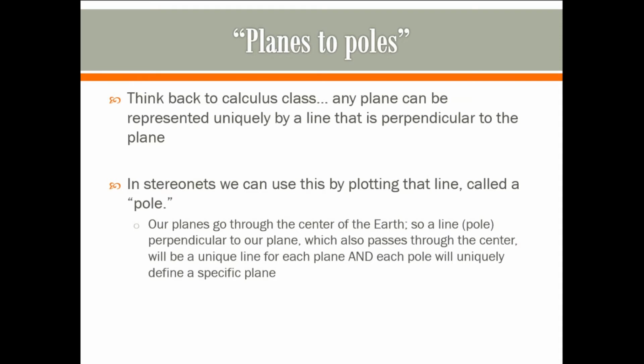Well, if you think back to calculus class, yeah, everybody can groan. A plane can be represented uniquely by a line perpendicular to the plane called a pole. If it goes through the origin and is perpendicular to that plane, there's only one line. Therefore, that line is unique to the plane. The plane is unique to the line. We can plot these poles on a stereo net and skip drawing the curve for the plane, because since it's a one-to-one, only one line for that plane, if you draw the line on there, you don't need to draw the plane.